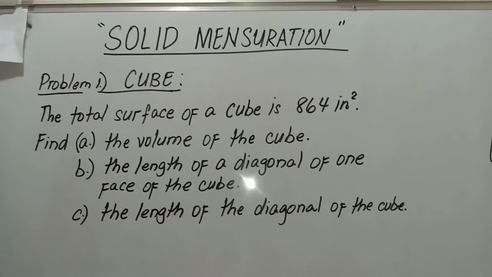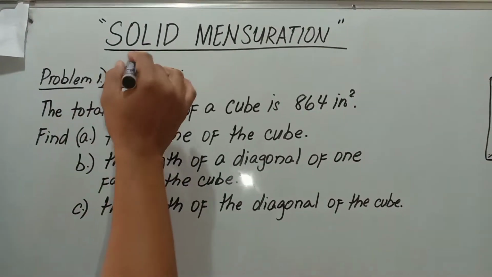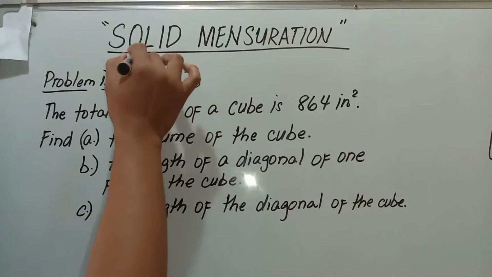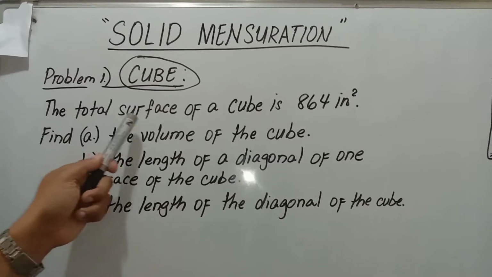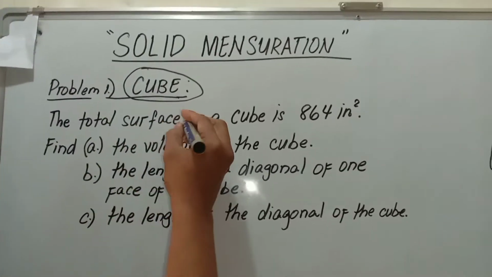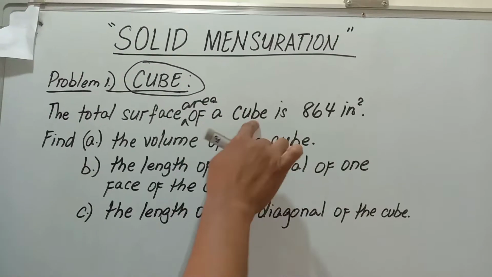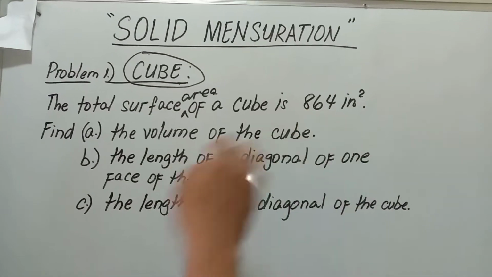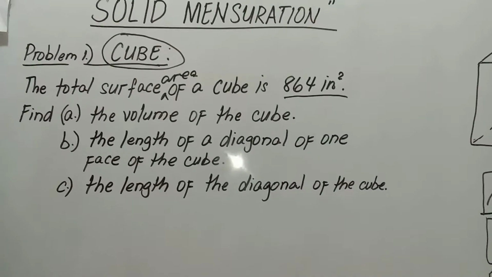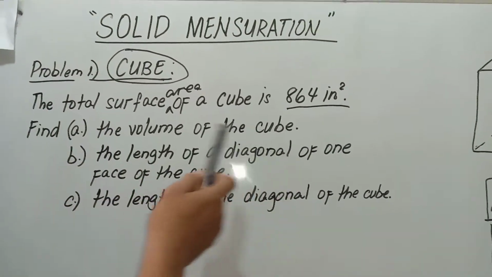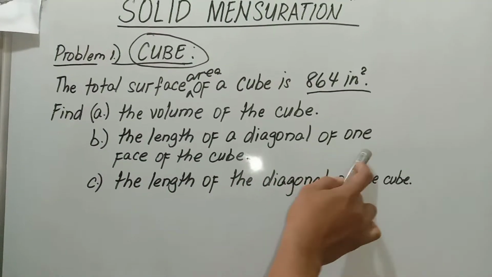Now I'm giving you an example word problem related to this particular solid geometry for a cube, okay? In order to understand further. So, okay, the problem states here that the total surface area of a cube is 864 square inches, okay? Find the volume of the cube, the first requirement. And the second requirement is to find the length of a diagonal of one face of the cube.